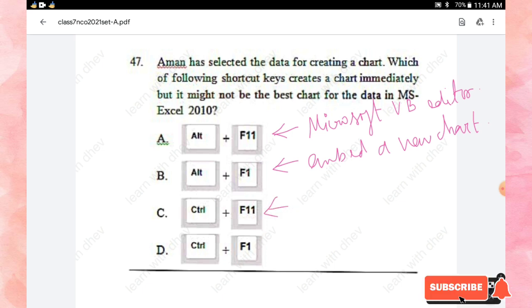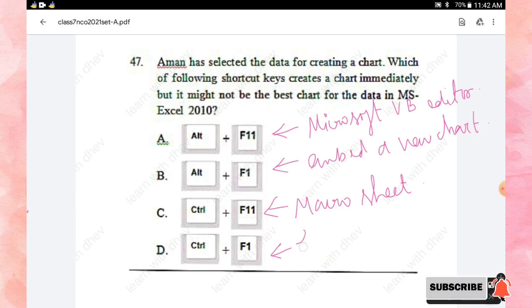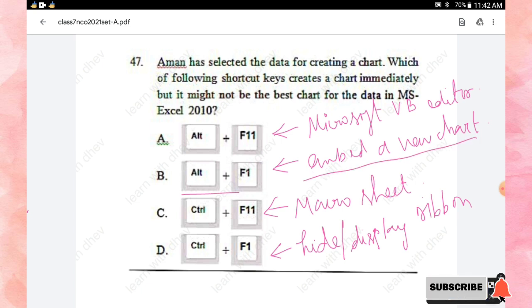When you press Control plus F11, yes, this would create a macro sheet. Then option D is Control plus F1. When you press this key, Control plus F1, it would hide or display the ribbon. So what is the question here? Which of the following shortcut keys creates a chart immediately? Yes, when you press Alt plus F1, it would embed a new chart in the datasheet. Right. So hence option B is the right answer.